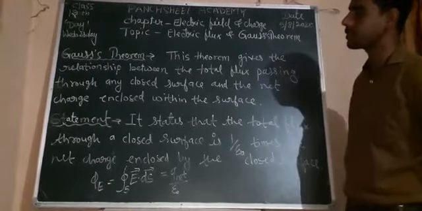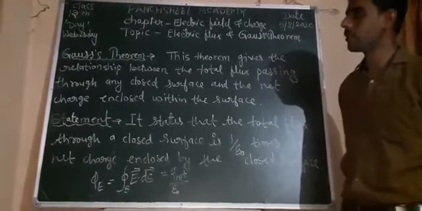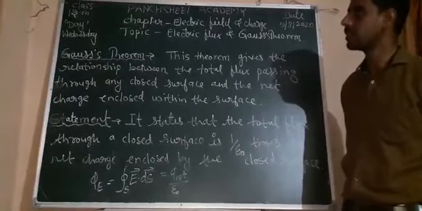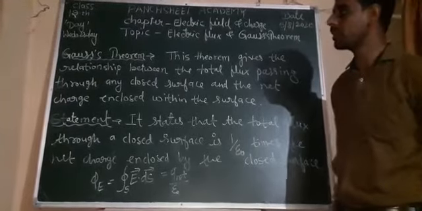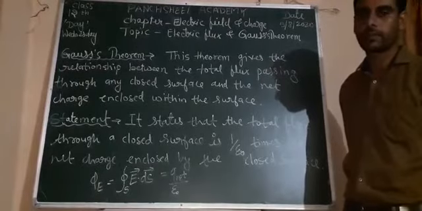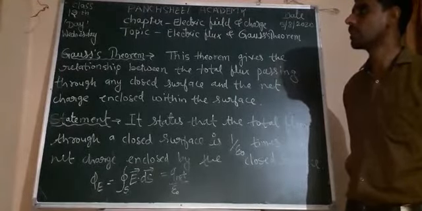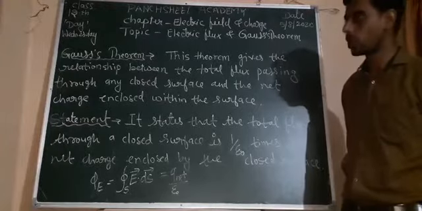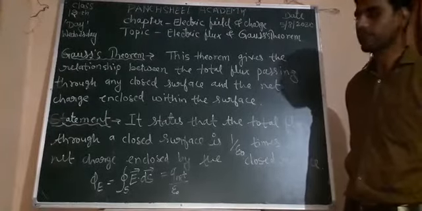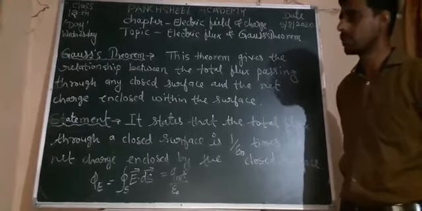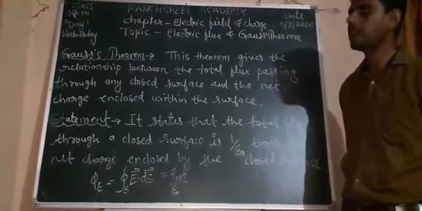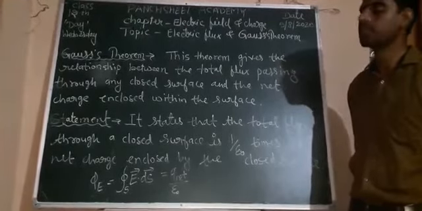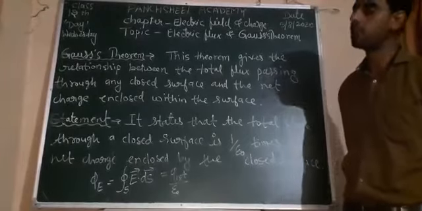And what is electric flux? Electric flux is the number of lines passing normally to any given surface. How many electric field lines of force are passing through a particular surface area normally. So this is the electric flux. If the number of field lines is more, then the flux will be more, and if the field lines are fewer, then electric flux is also less.